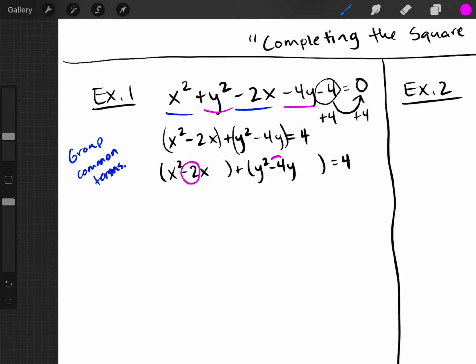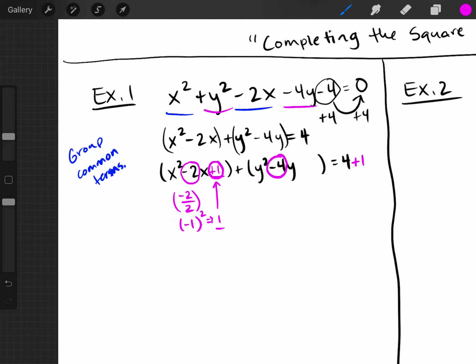So we're going to group our x's, x squared minus 2x. We're going to group our y's, and we've pushed that 4 over to the other side. Now it's a positive 4. This is when we want to go through our process of completing the square. What I recommend you do is break up the x's and the y's and rewrite it, so we have an extra space to complete the square. Once you see it, the process is the same thing every time.